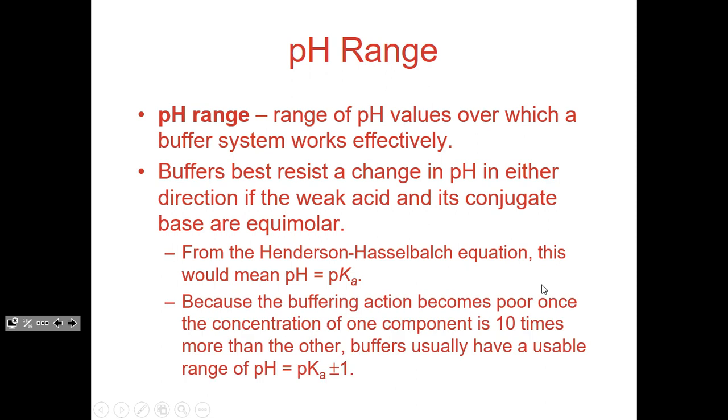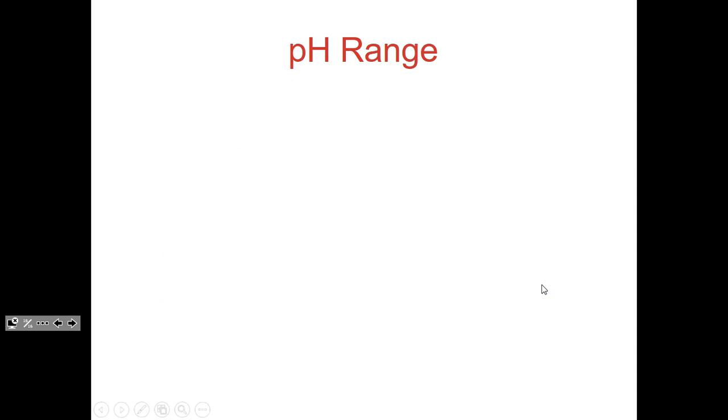Now, the thing you need to understand is the impact of that statement that I made, that when the ratio is off by a factor of 10 from equimolar, it stops buffering. Well, in pH, a factor of 10 is a change of 1. So our pH range for anything would be plus or minus 1 of the pKa, because at equimolar, the pH would equal the pKa, and all we can protect is plus or minus 1 from that value.